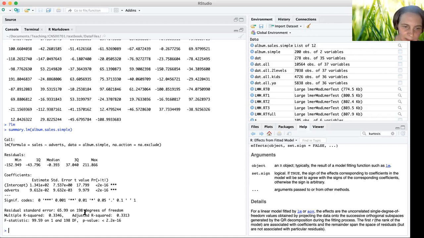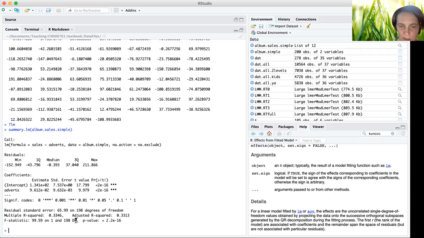And with 198 degrees of freedom, right? We are losing 1 degree of freedom, roughly speaking, for each parameter in our model. So we have 2, because we're estimating 2 coefficients. Then we have our multiple R squared. That is the proportion of variance in the sales variable, the outcome variable, that can be explained by the predictor, our advertisement, so it's roughly 33%.